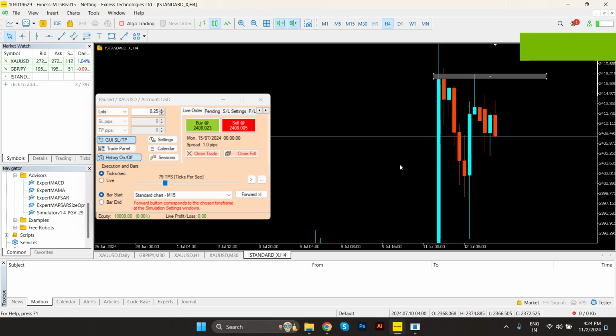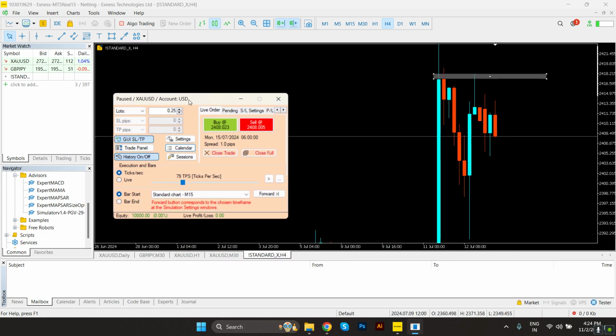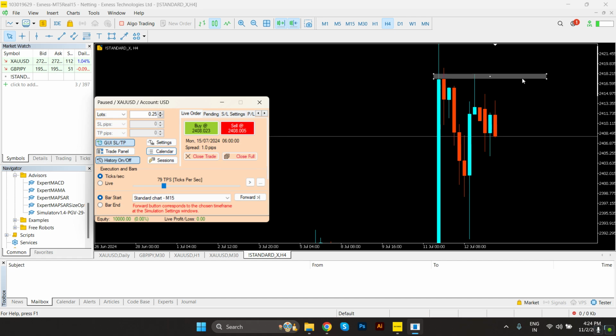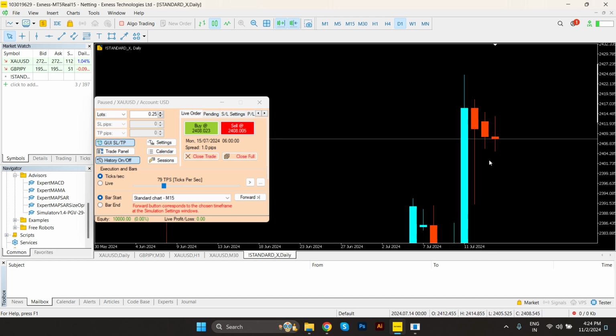Today we will do some backtesting on gold. We will do backtesting on the 15th of July, which is the time that I've selected. Let's do some top-down analysis, and I will show you how exactly I approach price action when I come to the chart. So let's jump to the chart.